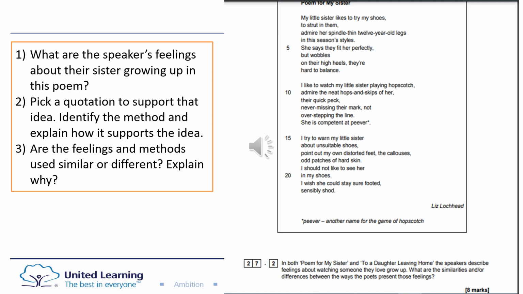And then once you've written your response to question 1, you then come to question 2, and you can reuse some of the ideas that you've written for question 1, but this time you're making a comparison. So you might start to write down what the speaker's feelings are about their sister growing up in this poem. Again, you might pick a quotation to support that idea, identify the method and explain how it supports the idea, and then think about, are the feelings and methods used similar or different, and explain why. And that's when you would construct your idea. So focus on the first poem, the idea and the method used, and then make a comparison, whether it's similarity or difference, to the second poem.